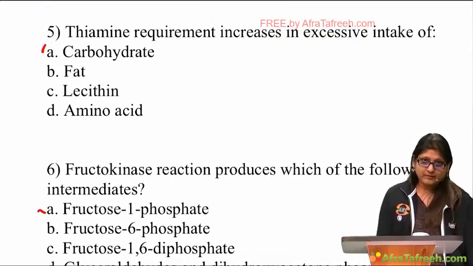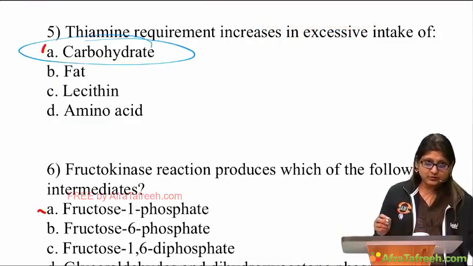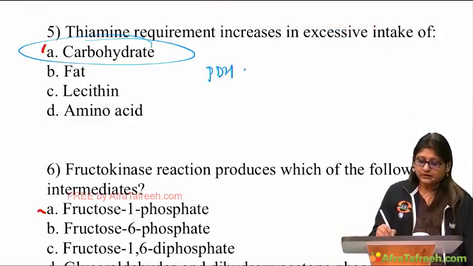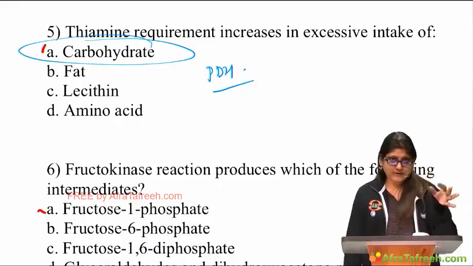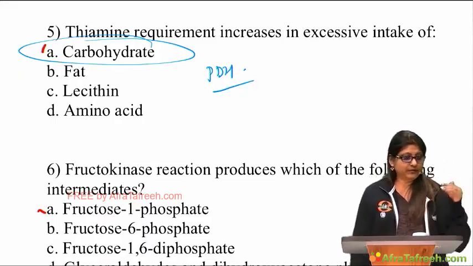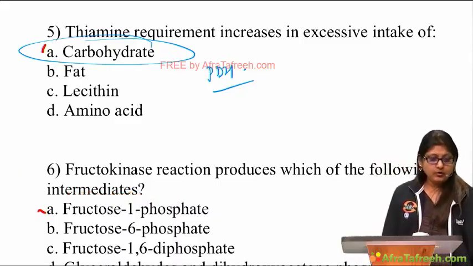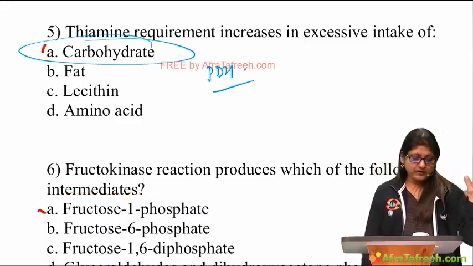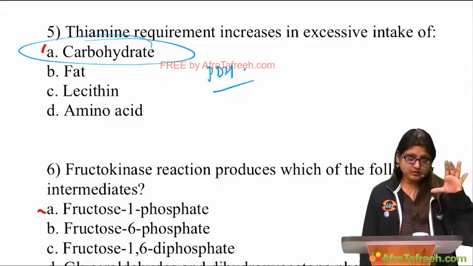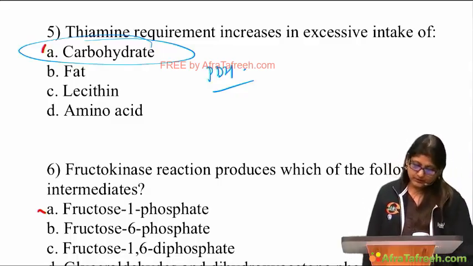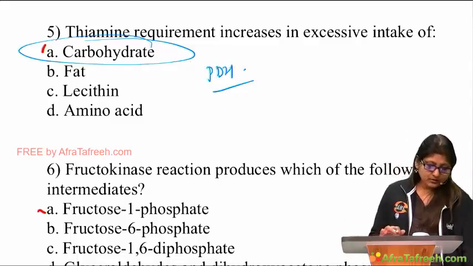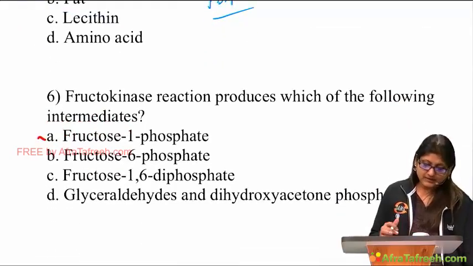Thiamine requirement increases in excessive intake of carbohydrates, because I told you about the PDH complex story. That is going to convert the pyruvate to acetyl-CoA. Pyruvate comes from carbohydrates. So when you eat more carbohydrate, you will have more pyruvate. You'll be requiring more of the B complex enzymes, B1 being one of them. Okay, very good. At least you people are answering this so well.